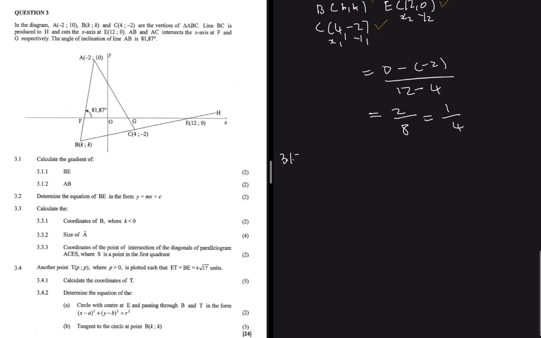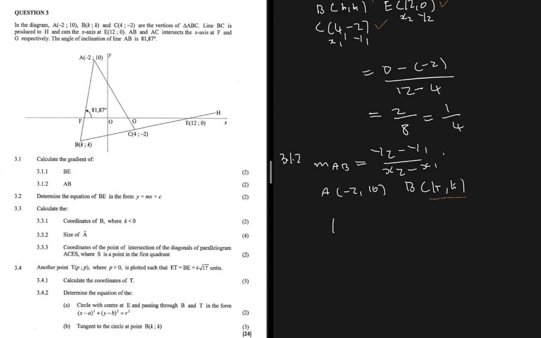And then 3.1.2 says calculate the gradient of AB. We know that A is made out of (-2, 10), and then B is made out of (k, k). So we cannot use the formula y2 minus y1 divided by x2 minus x1, because not only does B consist of unknown values, but there's no other point that is on AB. So we cannot do what we did in 3.1.1.